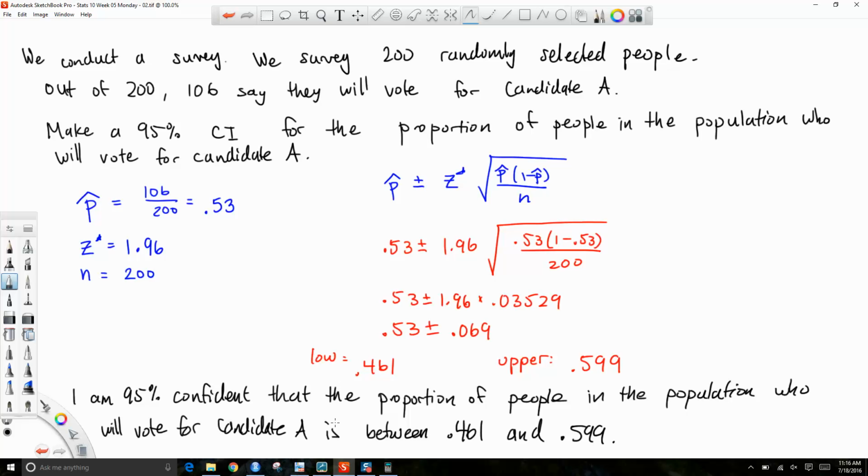Any questions on this? All right, so I'm going to give you some follow-up questions. So I'm going to just copy this and say this. So let's say this is my confidence interval.